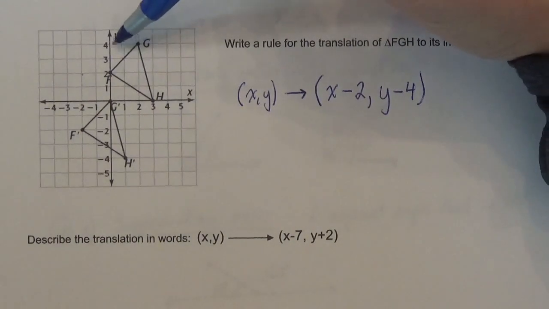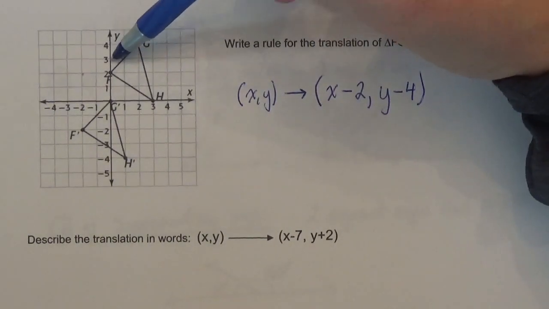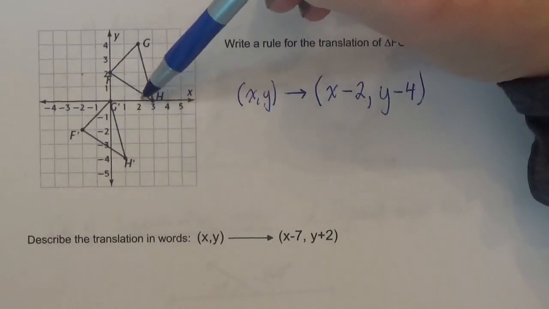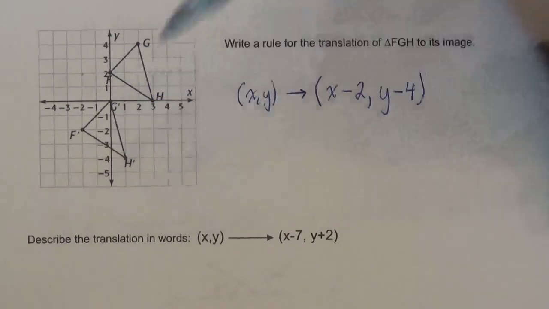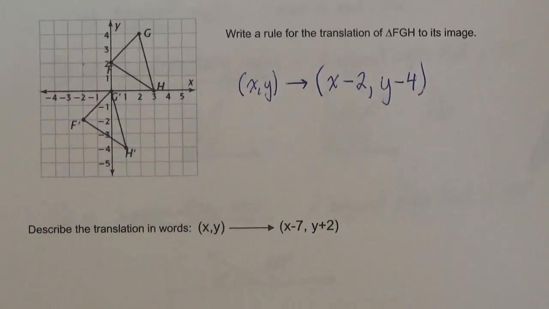You can check the other points. Does it go 2 left? Yes. 4 down, 1, 2, 3, yes. 1, 2, 1, 2, 3, 4. So you're good. All right.